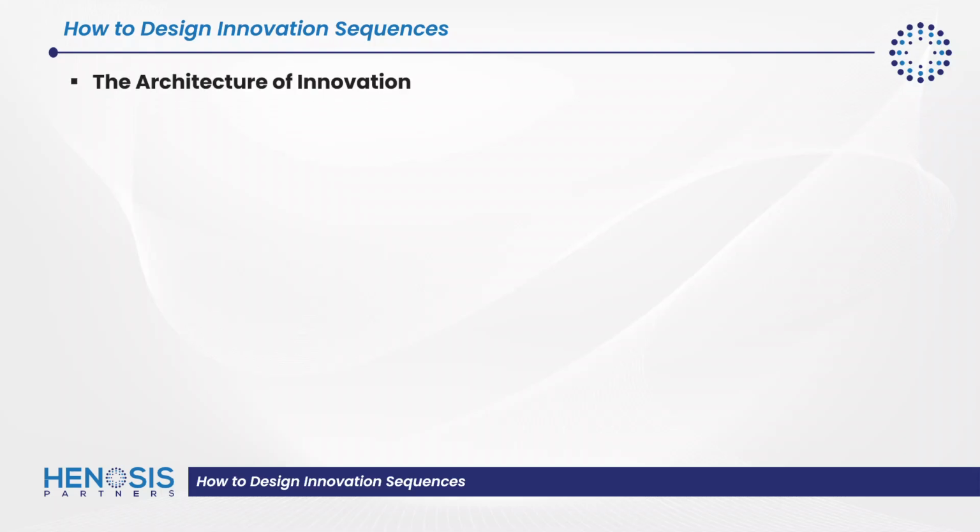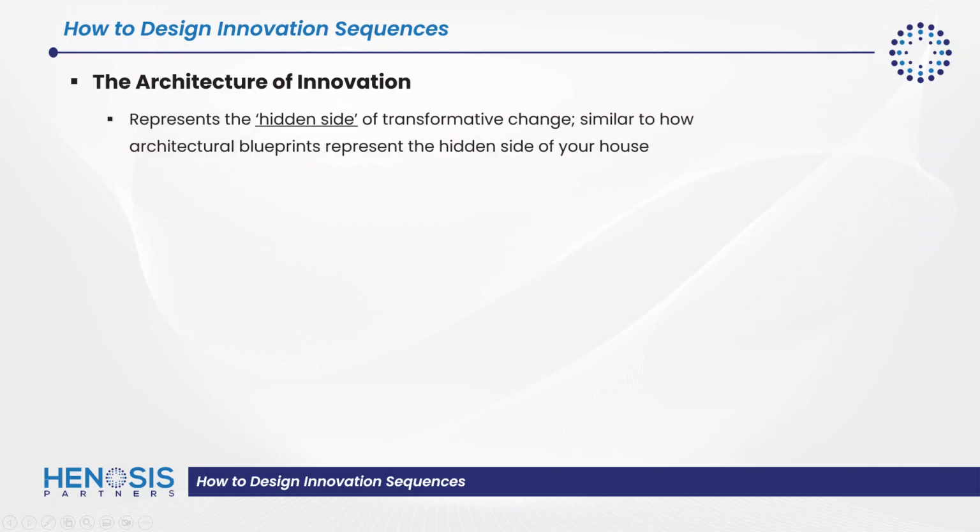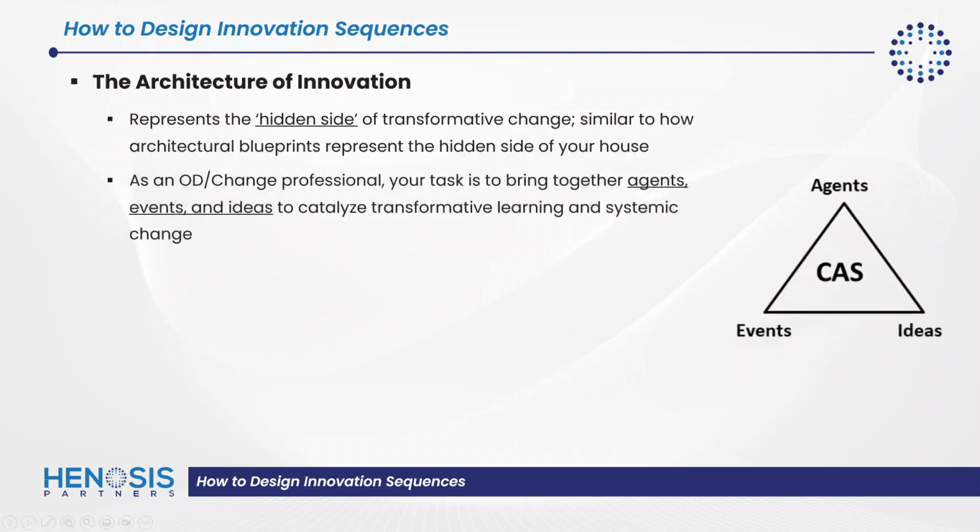Next, we discuss the architecture of innovation. The architecture of innovation represents the hidden side of transformative change. It's similar to how architectural blueprints represent the hidden side of your house. As an OD change professional, your task is to bring together agents, events, and ideas to catalyze transformative learning and systemic change.